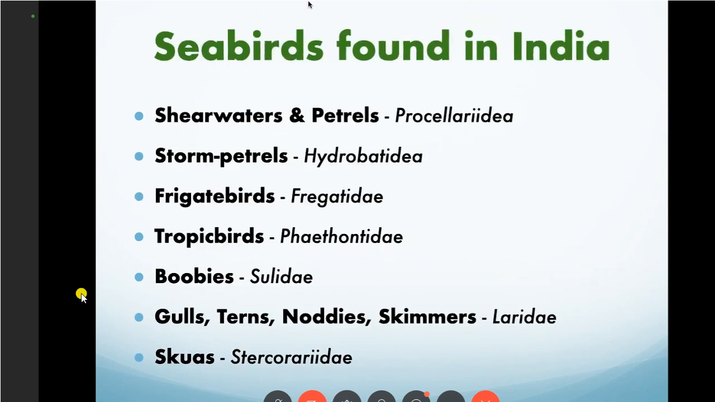So let's take a look at the seabirds found in India that we consider as pelagic, rather than completely as a superset of seabirds. The first family is shearwaters and petrels. Second is storm petrels. There are frigatebirds, tropicbirds, boobies, gulls, terns, noddies, and skimmers, which all come in the same family of Laridae. And then there are skuas.